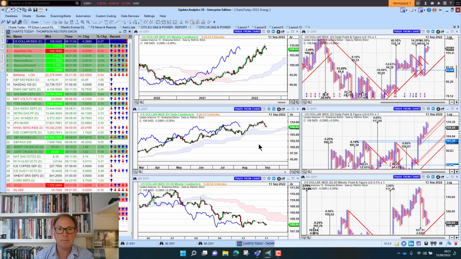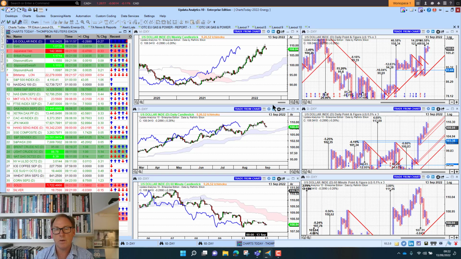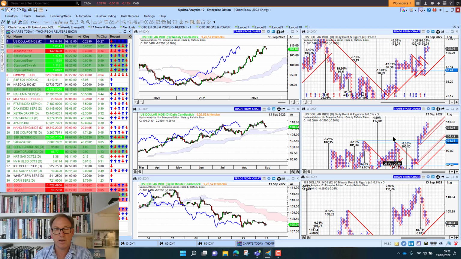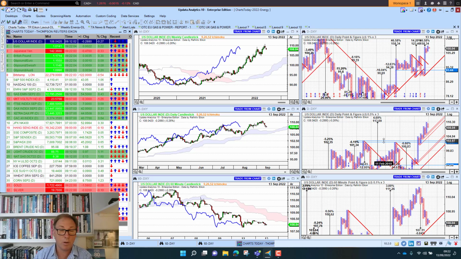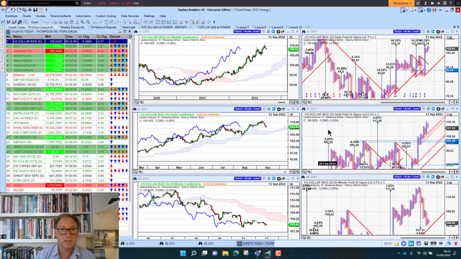This is my weekly, my daily, and my 60-minute chart, my long-term, medium-term, and short-term view. I'm running this data on Refinitiv Eikon. You could run it on Bloomberg, on Trayport, whatever you're using. You can run Updata on multiple services, no limit.